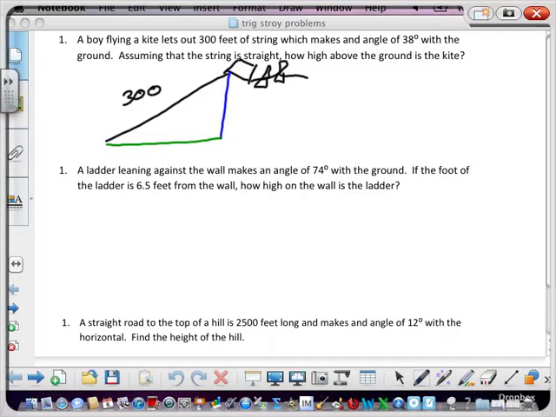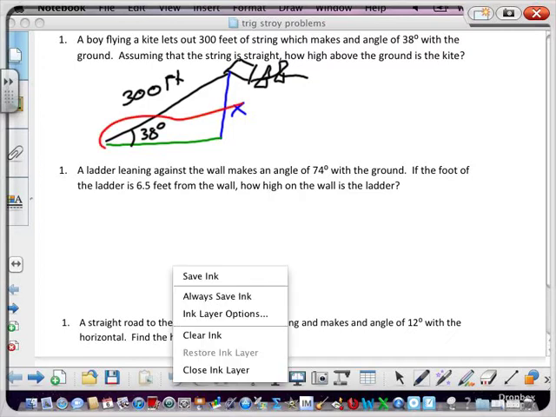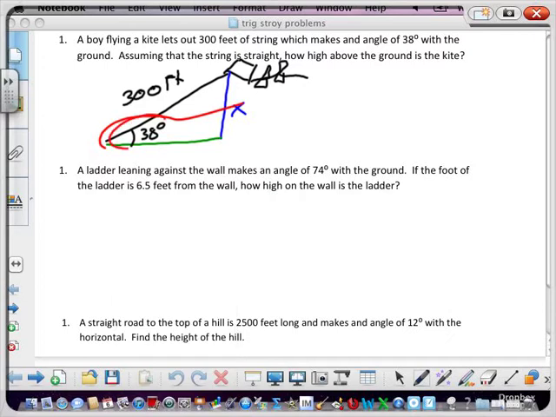And it says that my angle with the ground is 38 degrees. And what am I trying to find? Am I trying to find the distance from where I am to where the kite is, or the height of the kite? Okay, so we'll call this our x. So this is the angle that I'm dealing with. What is x to that angle? Opposite, adjacent, or hypotenuse? Opposite. And what is 300?